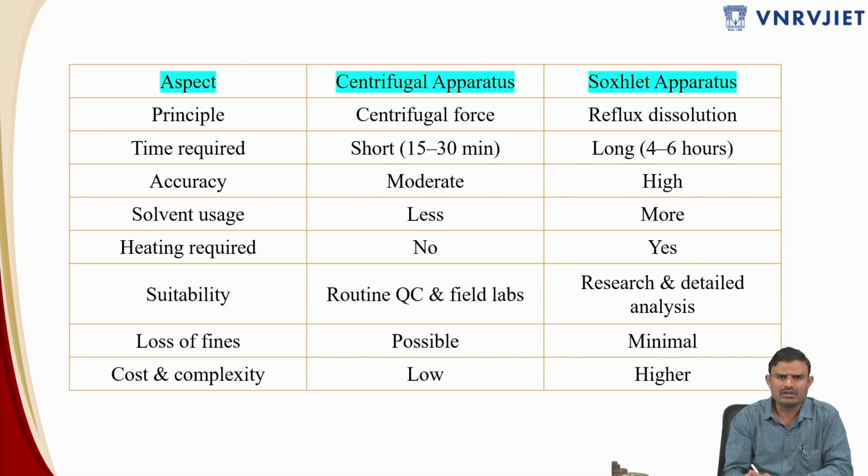So this is one chart which is showing the differences between the centrifugal apparatus and the Soxhlet apparatus. The centrifugal apparatus is completely operated by means of centrifugal force, and this is reflux dissolution. The time required is very short. You can complete the test in hardly 15 to 30 minutes. But before that you have to soak the bituminous mixture for 24 hours without any effort. That can be done easily. And the test is only conducted for hardly 15 to 30 minutes.